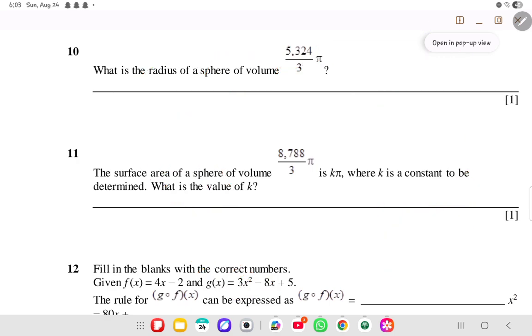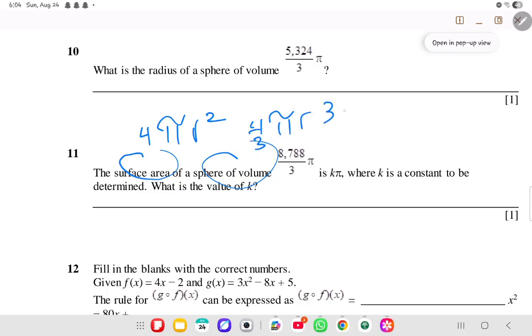In the second one, they're asking for the surface area of a sphere of volume, whatever this is. We know that the surface area of a sphere is 4 pi r squared, right? And the volume of a sphere is 4 over 3 pi r cubed. So very simply, just cross out anything in common, pi and pi, 3 and 3, and you're left with 8788 is equal to 4r cubed, right? First thing we need to do is find the radius. So I think we need the calculator for sure. I don't know how we're going to do this question without the calculator.